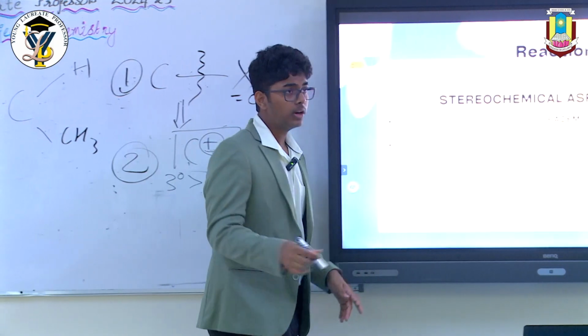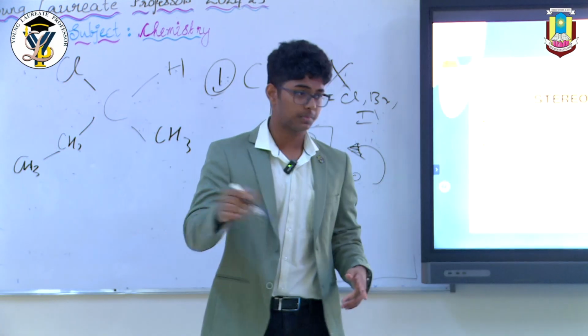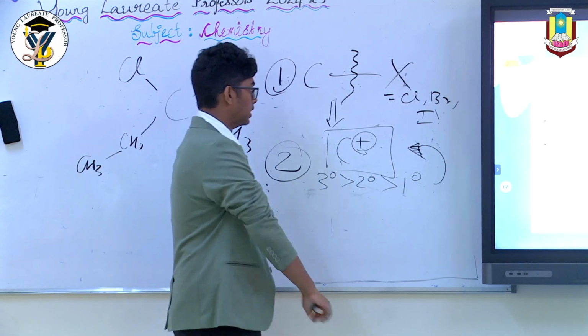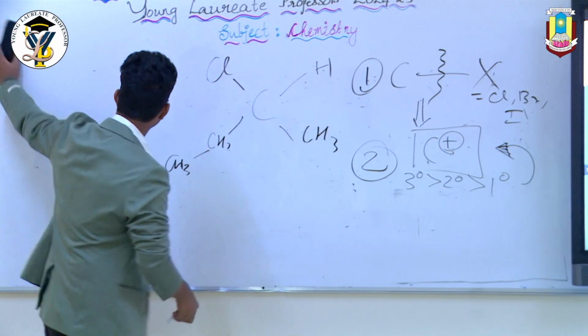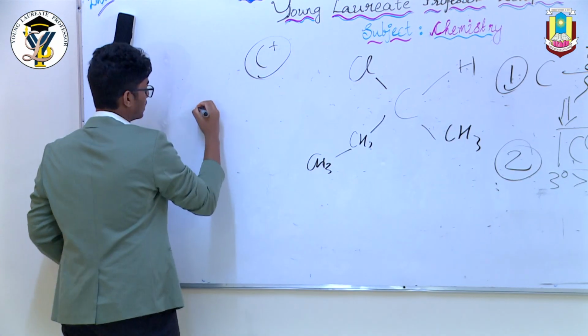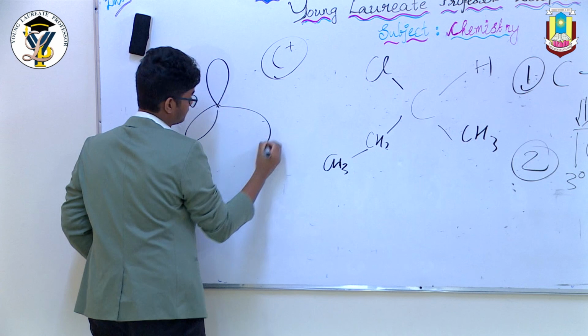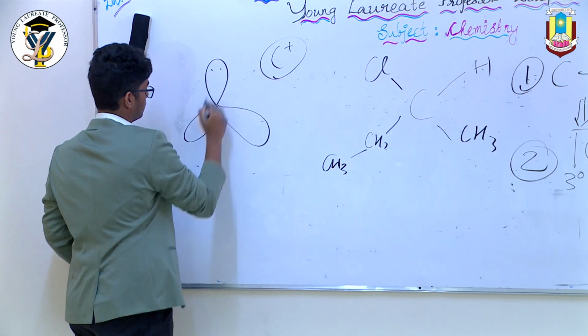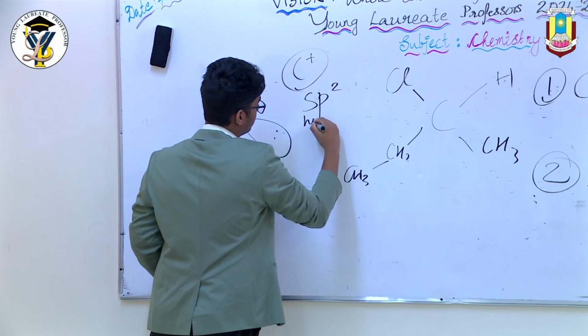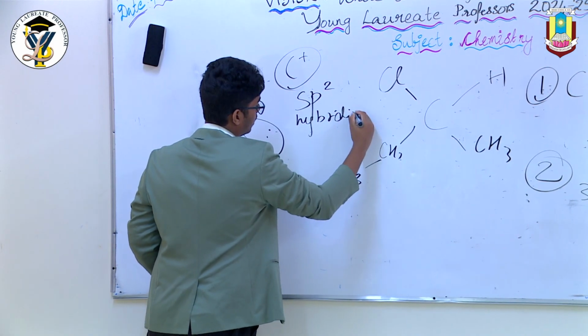Now moving on, you might be wondering, what is the stereochemical aspect in SN1? We have gone through the basics of SN1. The stereochemical aspect is that when the carbocation is formed, we have something called a trigonal planar structure, or sp2 hybridized. We have done all this in 11th standard in chemical bonding.